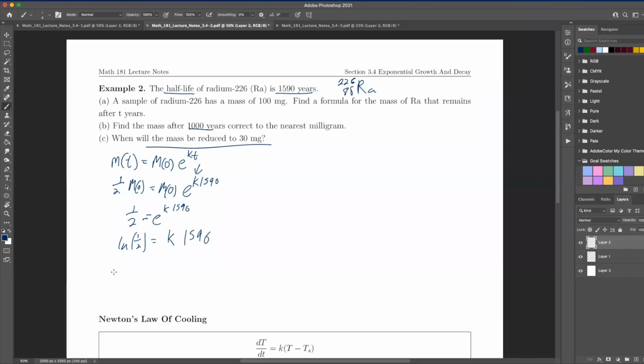Where's my mouse? I lost my mouse. All right. Well, log of a half is the same as minus ln of 2, over 1590. I'm just using log rules to change this. The reason I'm changing this is because then when I solve for k, it's equal to minus ln of 2 over 1590.